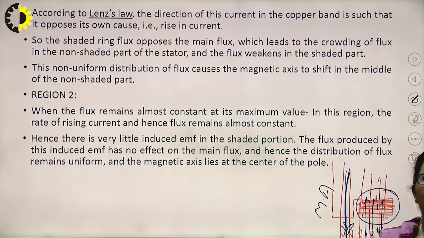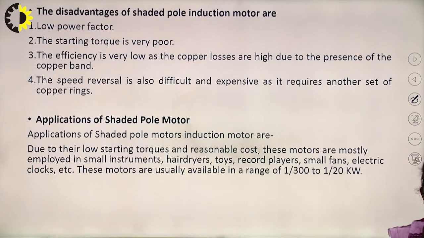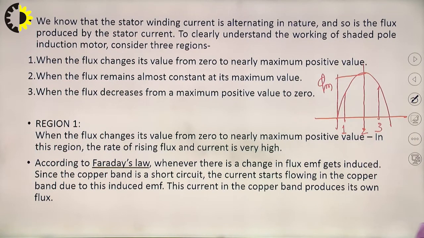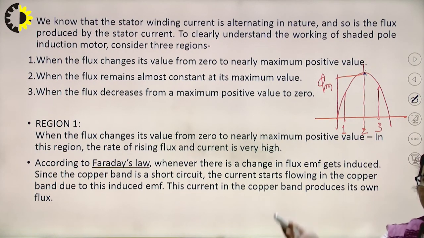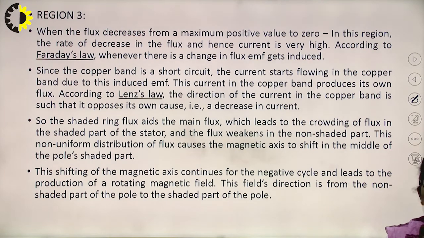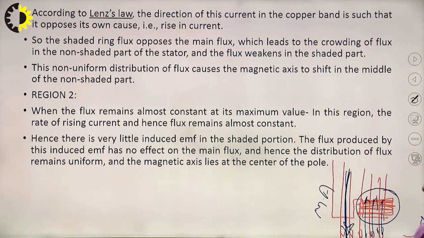If I go with region 2, region 2 was this, here at instant 2. There is neither a rise in the current, nor a fall in the current. So what will be happening to the EMF induced in the copper band? There is no rate of rise, no rate of change of current. So there will not be any induced EMF in case of instant 2.